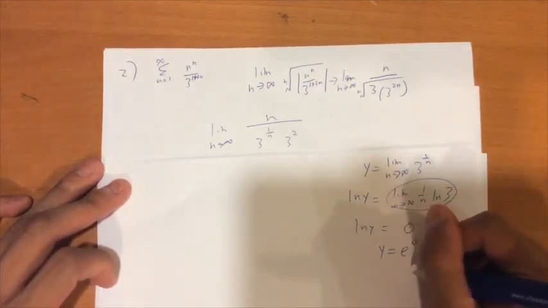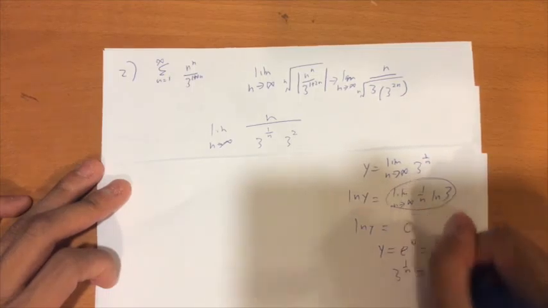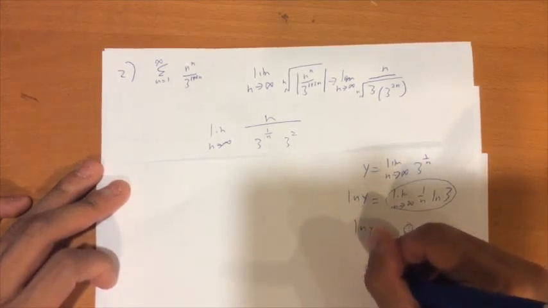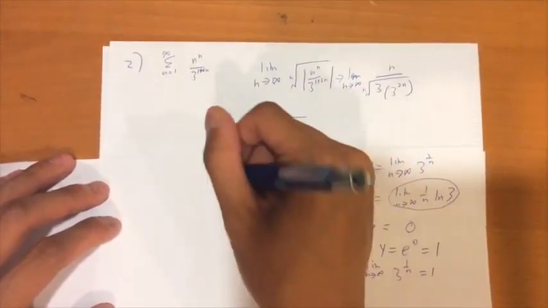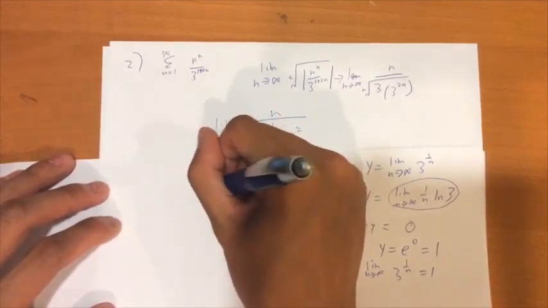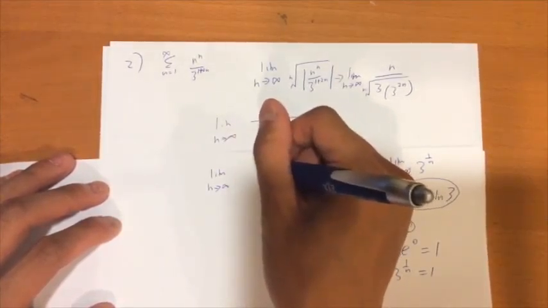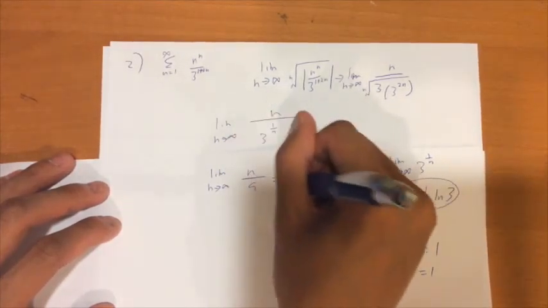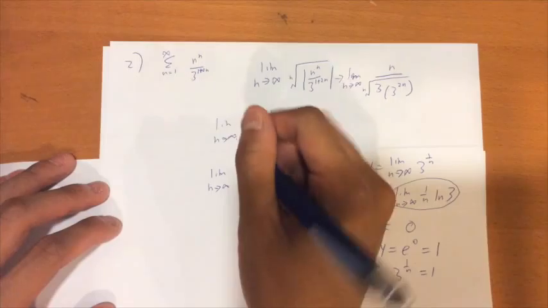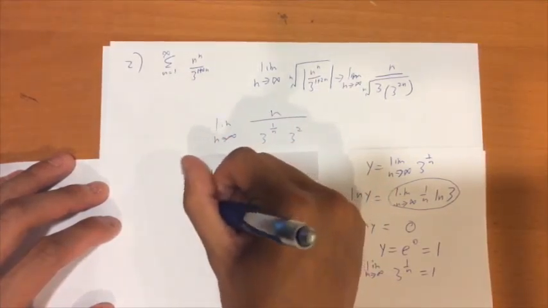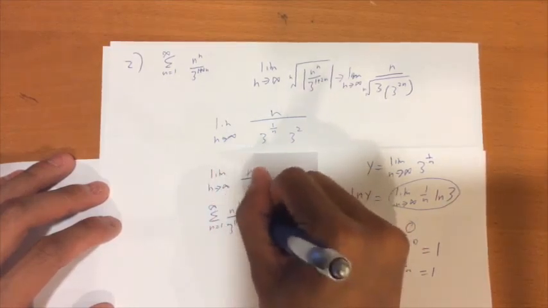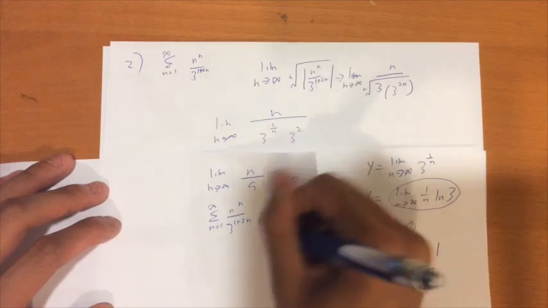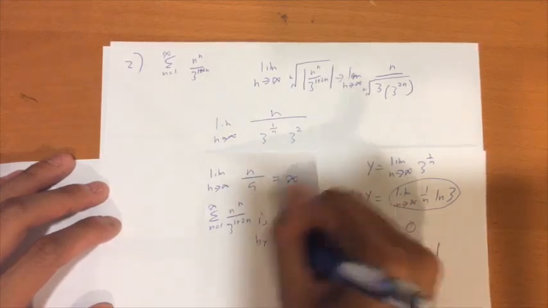So because of this, the limit as n approaches infinity of 3 to the 1 over n is just 1. So this would simplify to become the limit as n approaches infinity of n over 9, which is just infinity. Because this is infinity, the summation of n to the n over 3 to the 1 plus 2n is divergent by the root test.